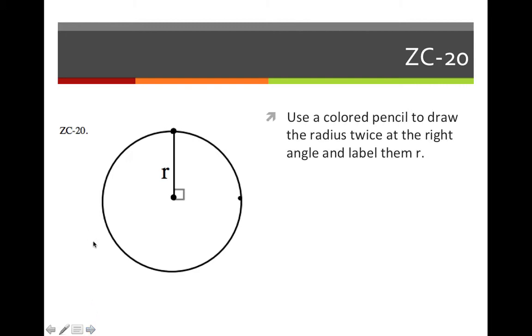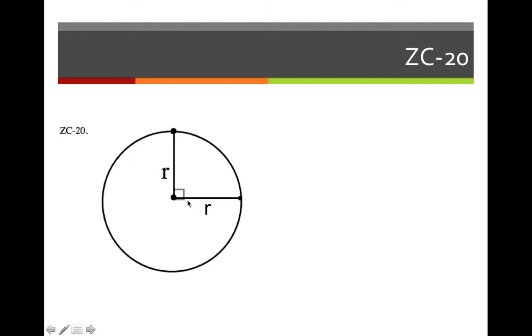What you're going to do is use a colored pencil, and in this case I actually used black for this one, to draw the radius twice at the right angle and label them R. One of them is actually already here. I'm just going to go ahead and add in the second one. So you should have an R here, and then extend this line out and put R there. You may want to just use a regular pencil for this part.